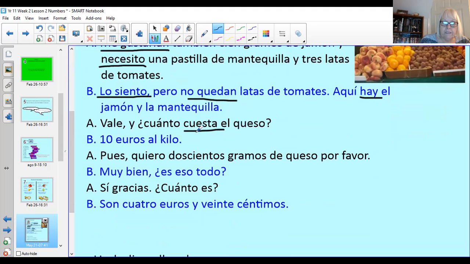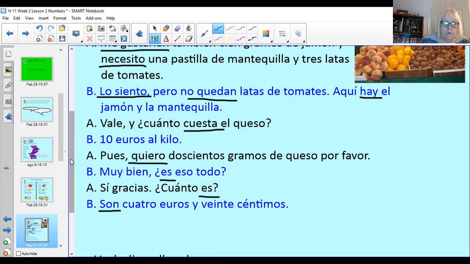Stem changing verb, as I said. So you need to have, how much does the cheese cost? ¿Cuánto cuesta el queso? Pues, quiero, I want 200 grams of cheese, please. Muy bien. ¿Es ese todo? Is that all? That's the verb ser. Sí, gracias. ¿Cuánto es? How much is it? The verb ser again. And here, son, there's your last verb. Basically, they are €4.20.